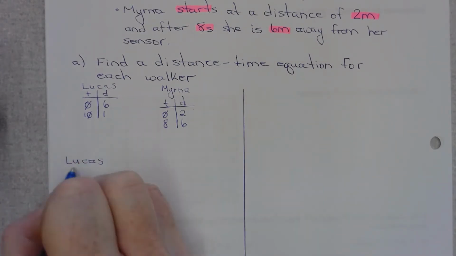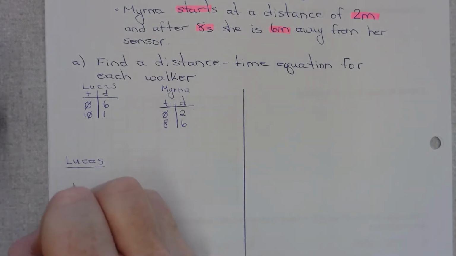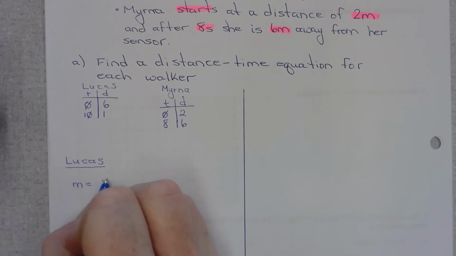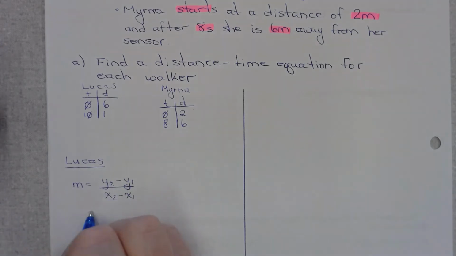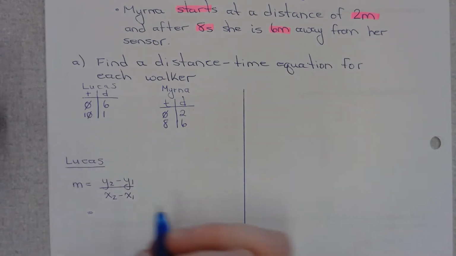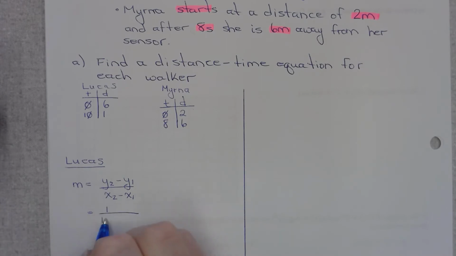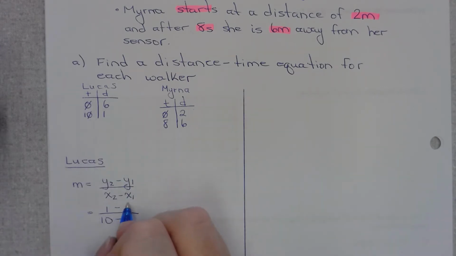Well, we need to figure out the slope. In order to figure out the slope, we are going to subtract the y's over the difference in the x's. So we pick a point, and we're going to make this one y2, so y is 1 and x is 10, so it's going to be 1 over 10. And then we're going to subtract the other point, where y is 6 and x is 0, so 6 over 0. And so 1 minus 6 is -5, and 10 minus 0 is 10.